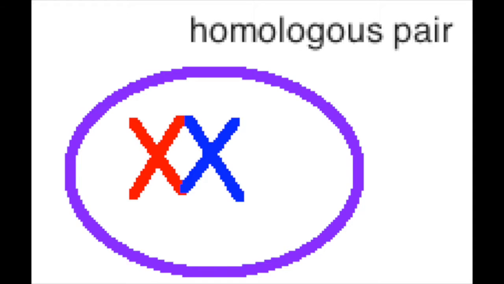In synapsis, 2 homologous chromosomes, which have different DNA, one from the father, let's say the red one, and one from the mother, the blue one, find each other to make a homologous pair. The mother and father chromosomes are paired up by the same gene they are coding for.